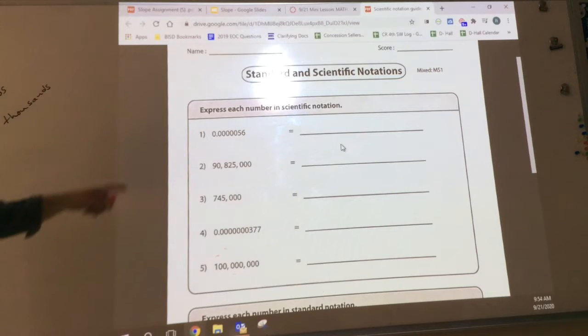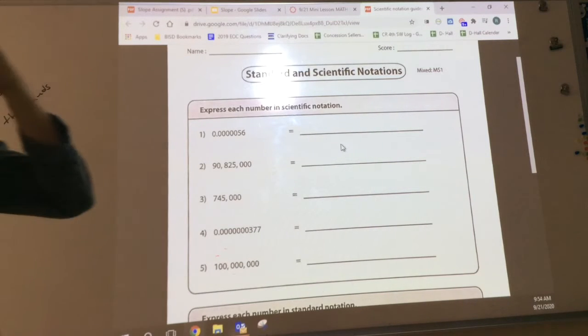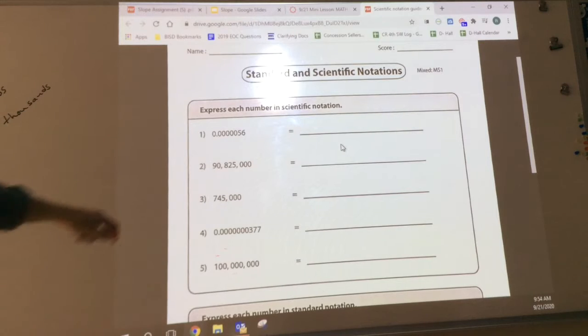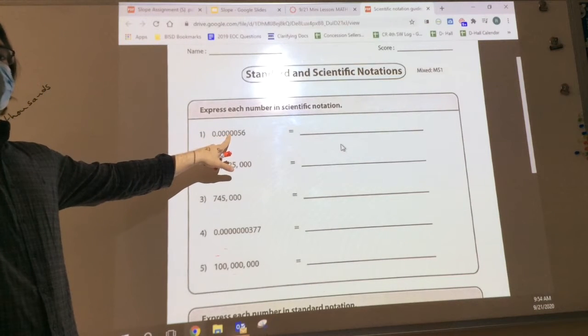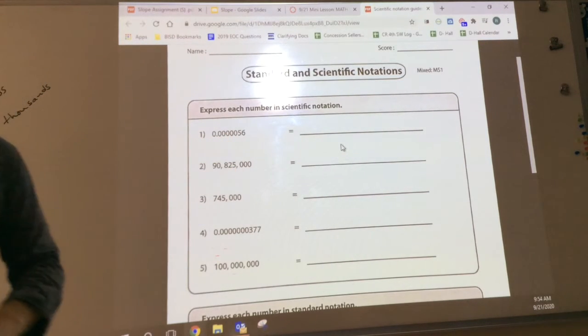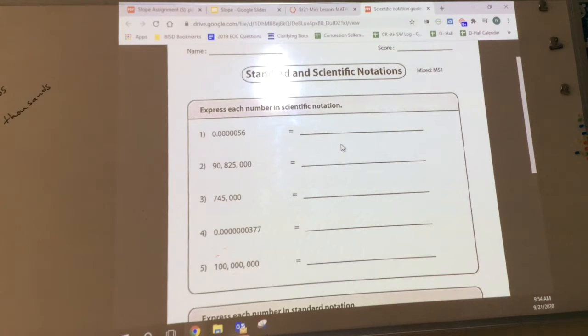So, it says express each number in scientific notation. What we've got is a really, really small number here, right? And so this is a really, really small number. That means that our exponent is going to end up being a negative one, which we'll talk about.